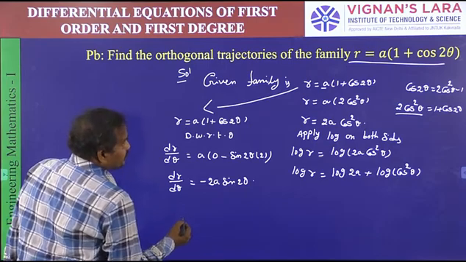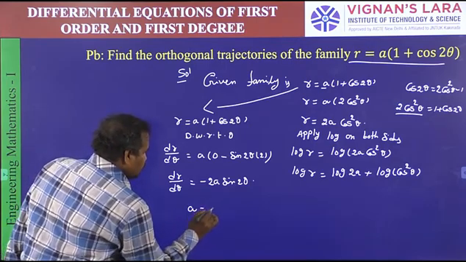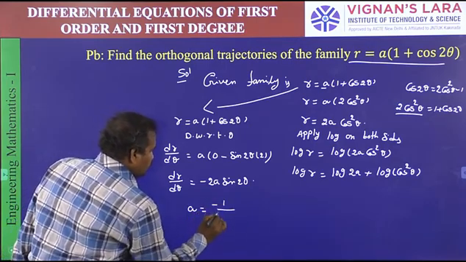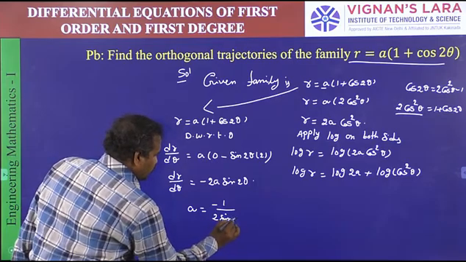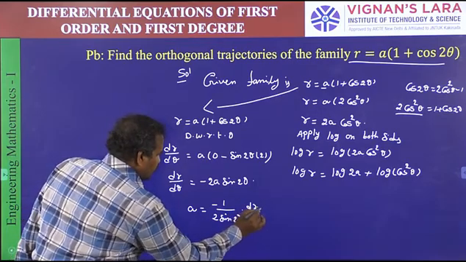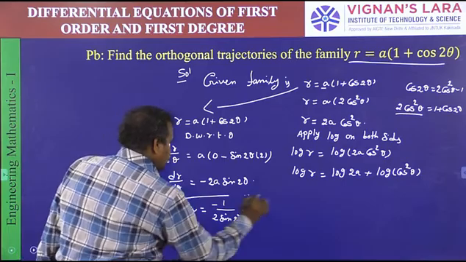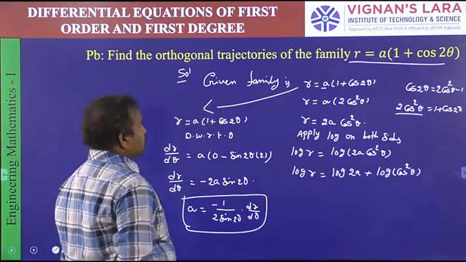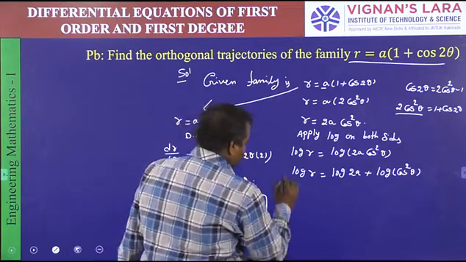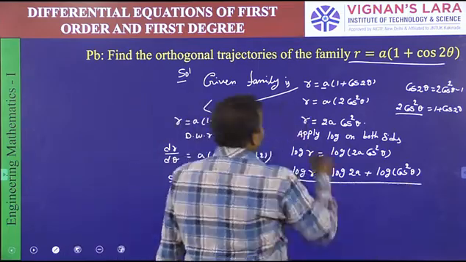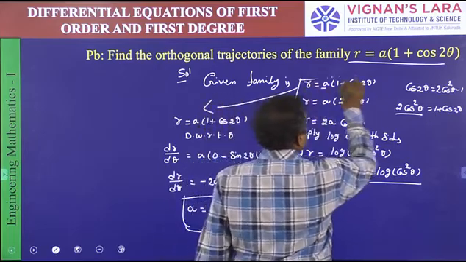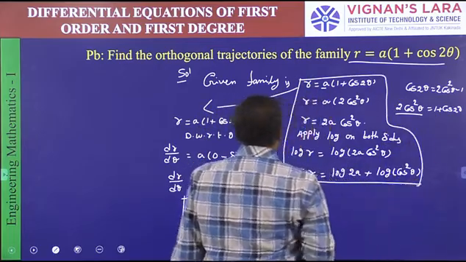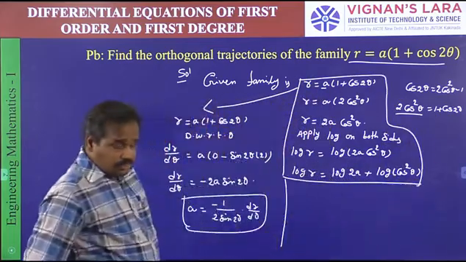From this, calculate the value of a. a is equal to minus 1 by 2 sin 2 theta into dr by d theta. Substitute this value in that equation. What is the equation? r is equal to a into 1 plus cos 2 theta. We could do it like this also, but I am not doing it like this. I am differentiating directly.